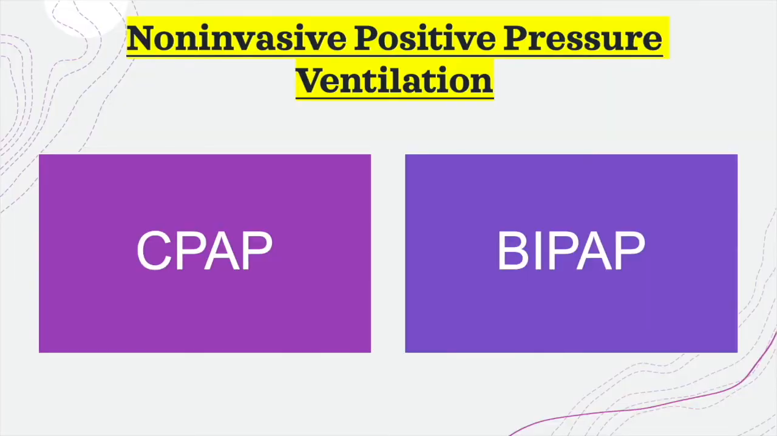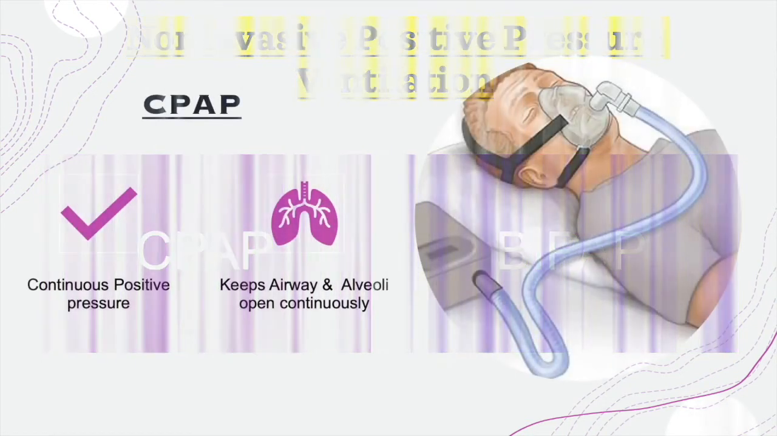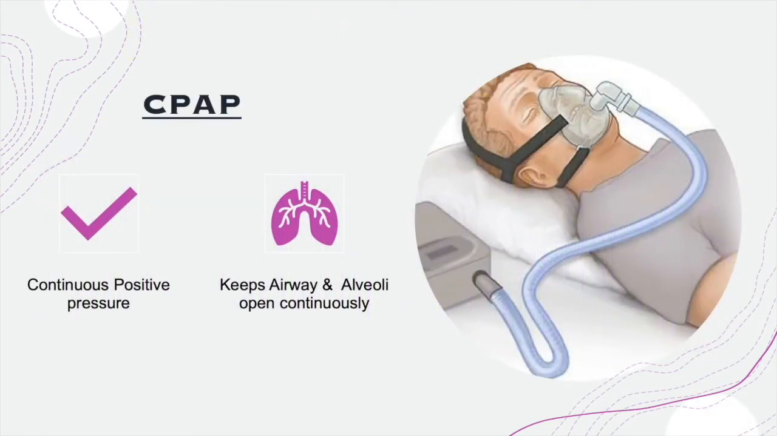Now we're going to move on to non-invasive positive pressure ventilation, which consists of CPAPs and BiPAPs. So when discussing CPAP, it stands for continuous positive airway pressure, meaning it delivers positive pressure and only positive pressure continuously. And by delivering a continuous positive pressure, this is going to keep the airway open. So a CPAP is usually used for patients suffering from OSA, which is obstructive sleep apnea.